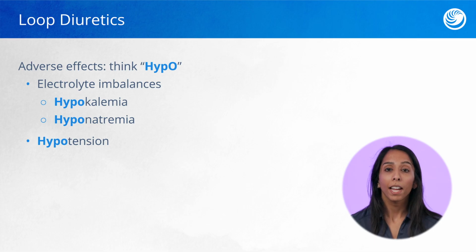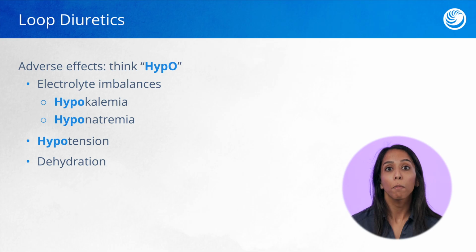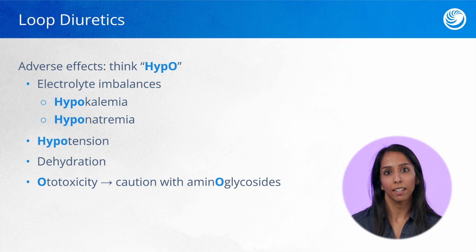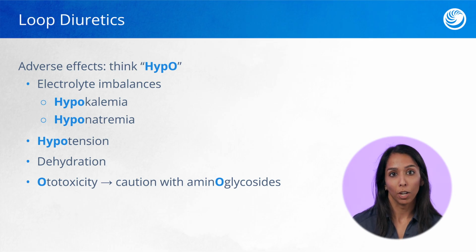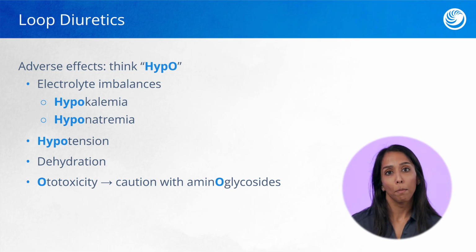Also related to the mechanism of these drugs, some clients may experience excessive volume loss, which can lead to hypotension and dehydration. Both blood pressure and fluid status should be monitored closely with the use of these drugs. Loop diuretics have also been associated with ototoxicity, including hearing loss and tinnitus. Risk of this adverse effect is increased with rapid intravenous administration and if used in combination with drugs that are also ototoxic, such as aminoglycosides.